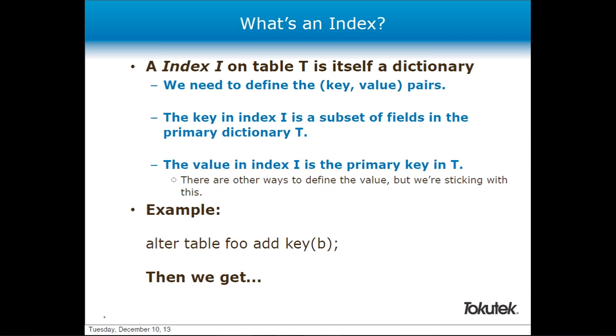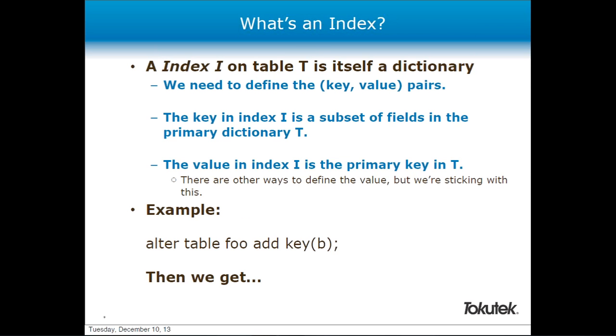All right, so what's an index? An index I on the table T is itself another dictionary with defined key-value pairs. The key in the index is the subset of fields that you define in the primary dictionary T, and the value is the primary key in T.